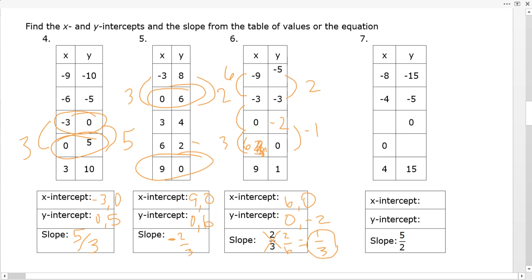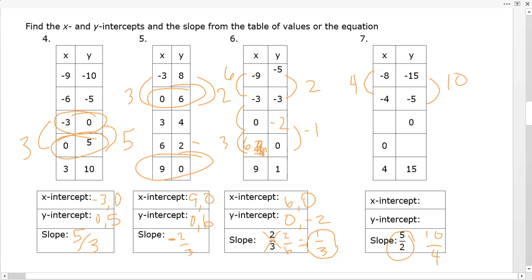Okay. This slope is correct. I double checked. They're both going up, so it's positive slope. This one's going up by 4. This one's going up by 10. So my slope is 10/4, which is 5/2.